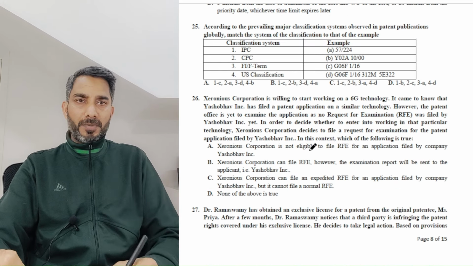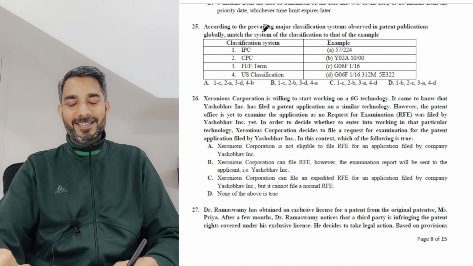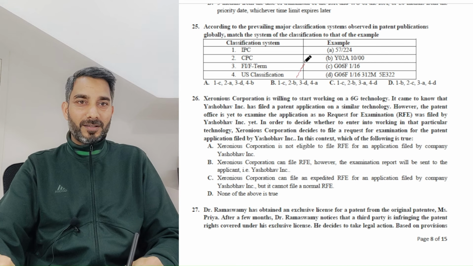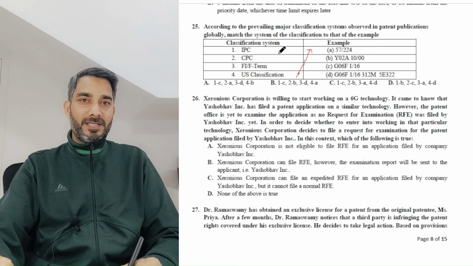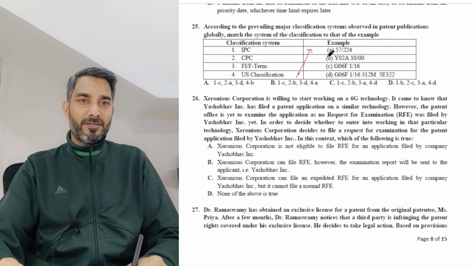According to the prevailing major classification systems observed in patent publications globally, match the system of classification to the example. Oh my god, this is unique. US classification is definitely this one. IPC and CPC are almost the same. There is one issue: IPC doesn't have Y as a classification. So CPC can take this, IPC can take this.